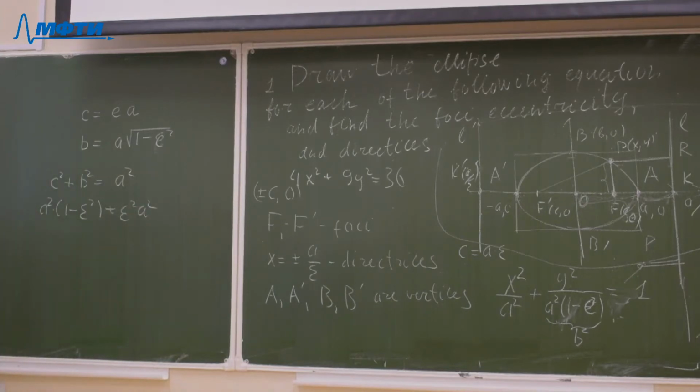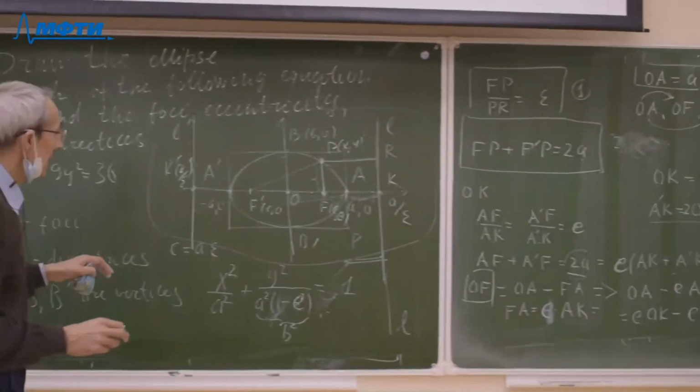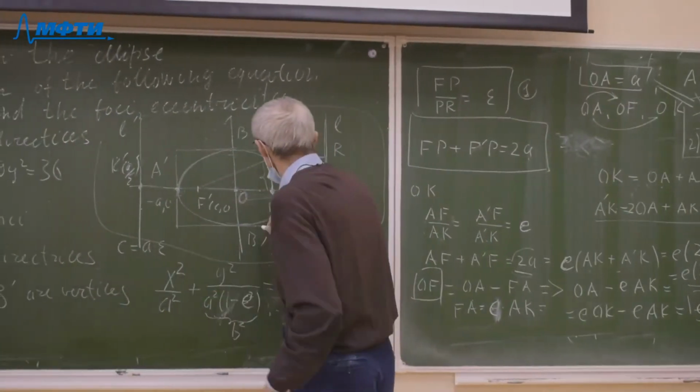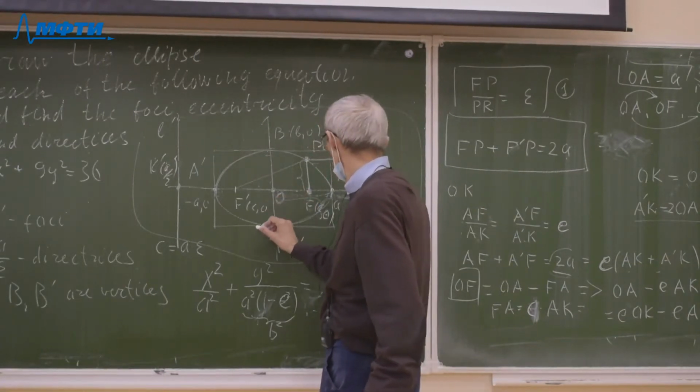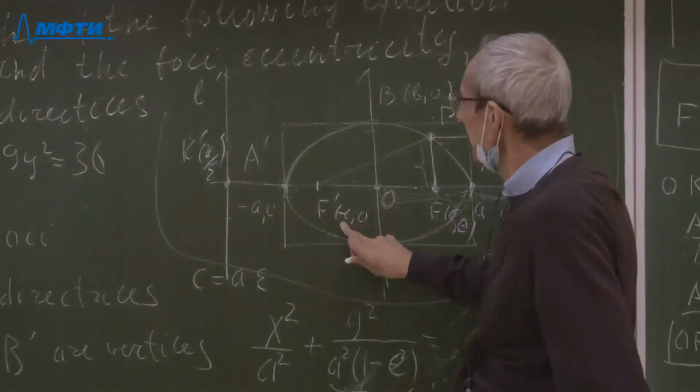What is C0 that you wrote in front of F prime? What did you write in front of F prime in the group picture? Yeah, F prime is a point which is symmetric to F relative to the origin.